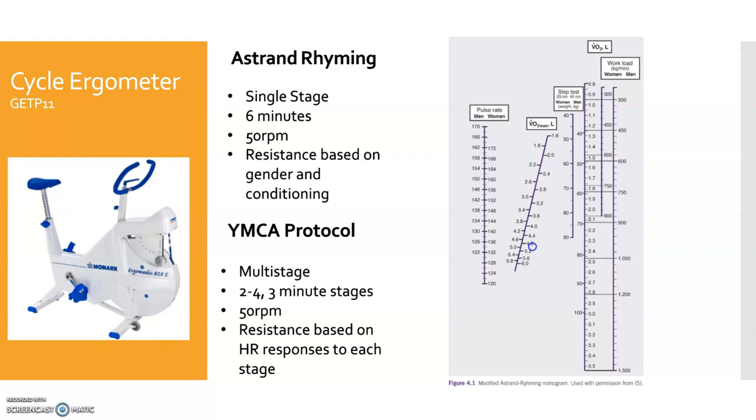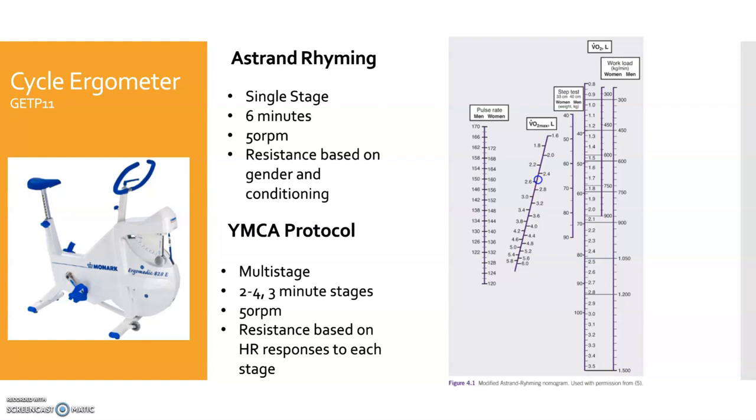What I have on the right here is the nomogram that you use to estimate VO2 max after you finish. Whatever the pulse rate is at the end of your 6 minutes, you find that on the left under pulse rate. So if I have a male client and they were at 150 beats per minute for their heart rate, then I just draw a straight horizontal line over to this diagonal VO2 max line. It looks like it's going to hit just above between 2.6 and 2.4, so we'll call it 2.5. So their VO2 max is 2.5 liters.